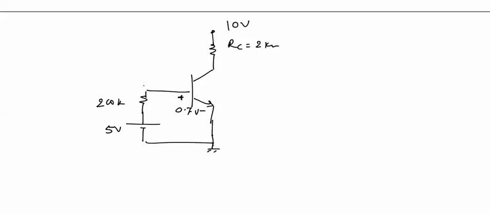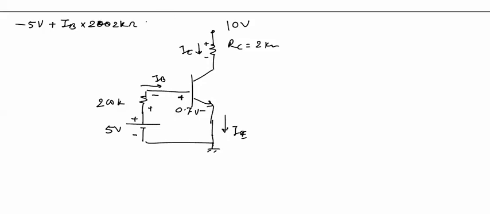Now if we mark all the three currents, this will be the base current, this will be the collector current, and this will be the emitter current for this transistor. Now due to this base current there will be a voltage drop with polarity like this, and due to this base current the polarity will be like this. Due to this collector current the polarity will be like this. Now if we apply KVL in this base emitter loop, we get the equation minus 5 volt plus IB into 200 kilo ohms plus 0.7 volt equal to 0.